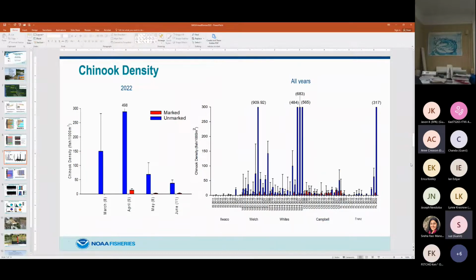caught those years. So you see Welch and White are definitely our strong sites for just total abundance of Chinook salmon. And as you can see, Campbell Slough, we get a variety of marked and unmarked. It's definitely the site where we see the most marked fish traditionally year after year.